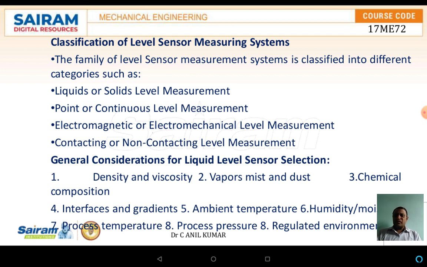Liquid level sensor measuring systems are classified into liquid or solid level measurement, point or continuous level measurement, electromagnetic or electromechanical level measurement, and contacting or non-contacting type. The general considerations for liquid level sensors are selection based on density and viscosity, vapor, mist and dust, chemical composition, interface and gradients, ambient temperature, humidity, moisture, processing temperature, process pressure, and the regulated environmental mode.